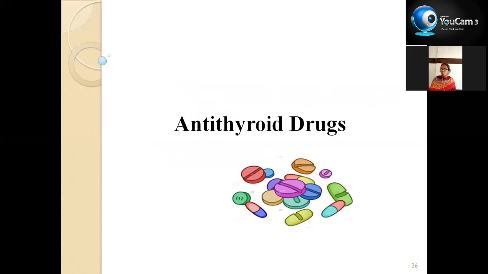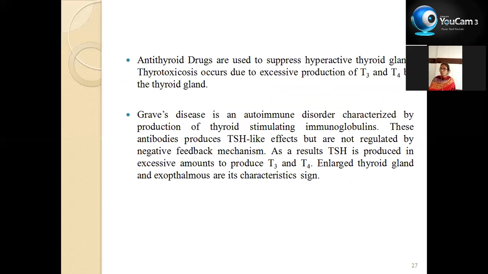Next, what are antithyroid drugs? Let's see. In the hyperthyroid condition, the gland releases an excessive amount of thyroid hormone, more than what we require, so it is also dangerous and will cause some problems. To avoid it, we use antithyroid drugs in order to suppress the hyperactive thyroid gland and also to reduce the production of T3 and T4 in the thyroid gland.